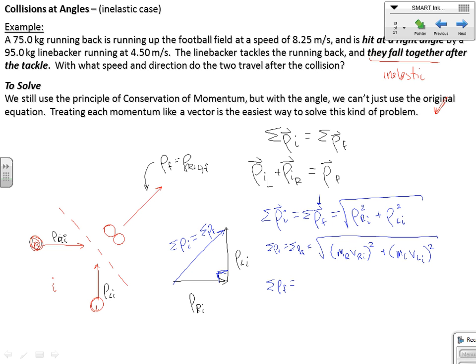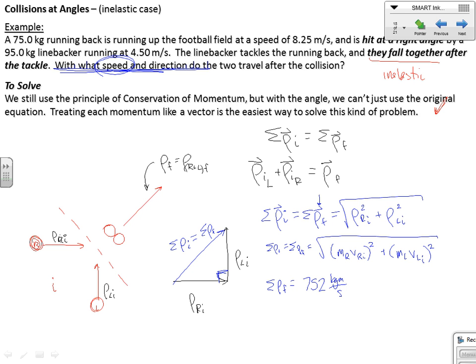75 going at 8.25 squared plus 95 times 4.5 squared, equals, square root, so I get that the final momentum is 752 kilogram meters per second. Okay? Well, notice the question is, what speed do they end up going at and in what direction?